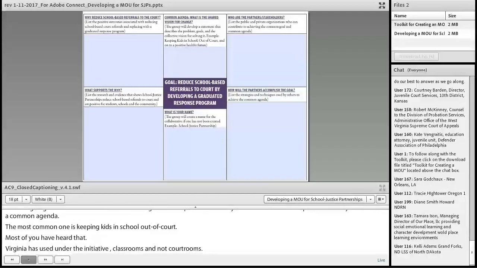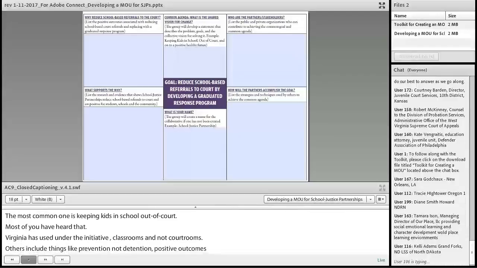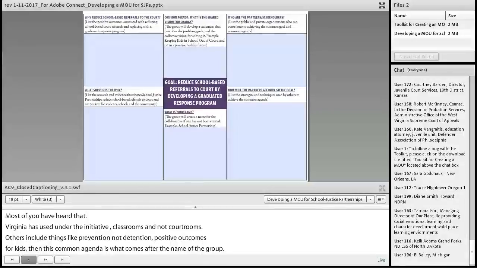Then this common agenda is what comes after the name of the group. The most common one is school justice partnership. Another example one came up with is YES, all in caps, which stands for Youth Encouragement for Success.